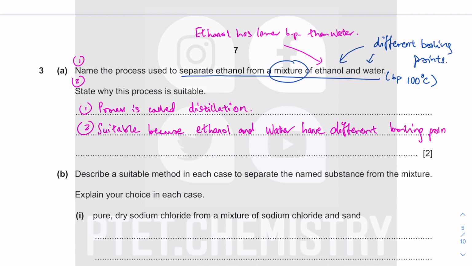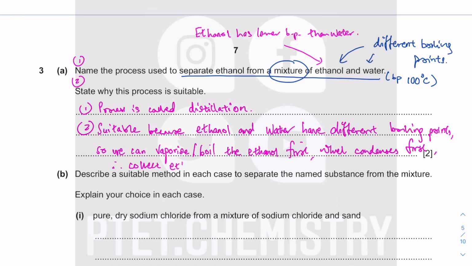Different boiling points. So we can vaporize. Vaporize means boil. Vaporize means you turn something into a gas from the liquid. Vaporize or boil the ethanol first, which condenses first, because after you boil it, it will condense first after you pass it through the condenser. Therefore, collect ethanol first. But the key thing really there is the different boiling point.